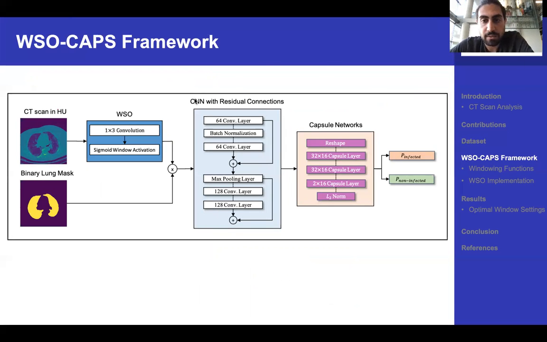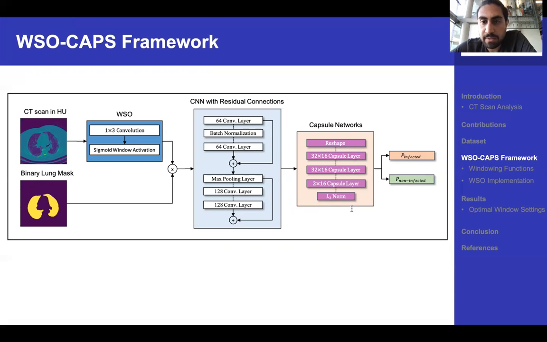In this slide, you can see the pipeline of the proposed method. The CT scans and the corresponding lung masks are fed into the window optimization module and then go to the stack of convolution and pooling layers. We also use two residual connections to transfer low-level features into the deeper parts of the model and reduce the risk of vanishing gradient. The output of the last convolution layer will go into the stack of 3 capsule layers.